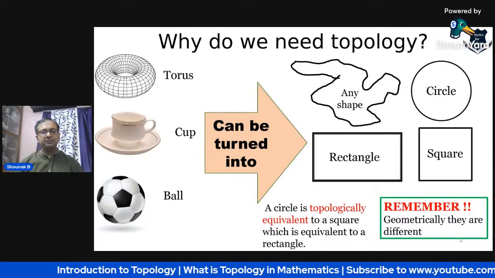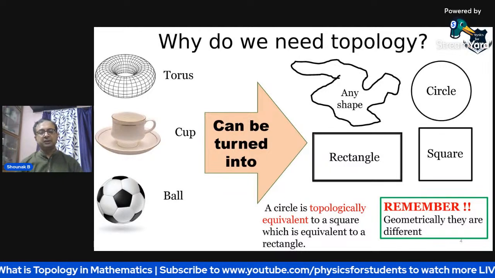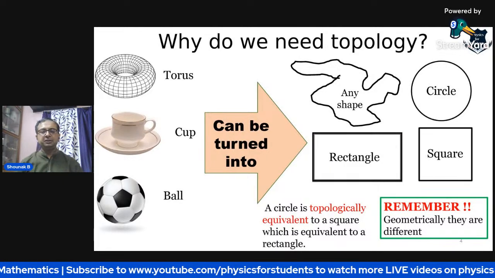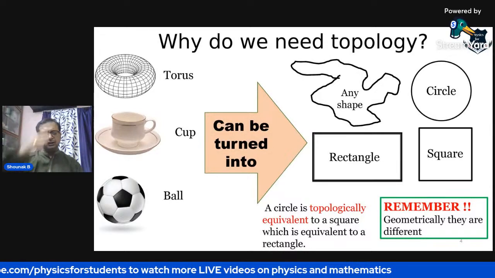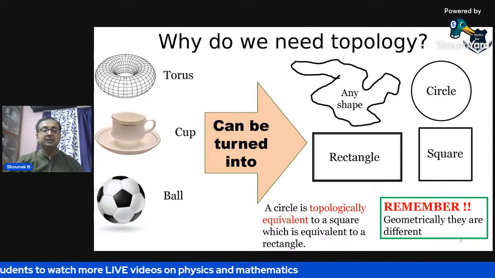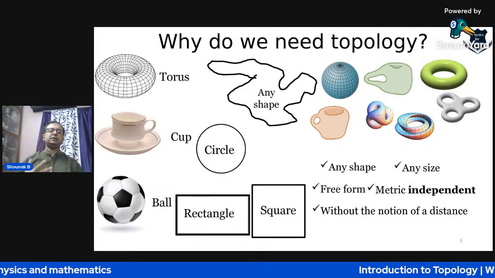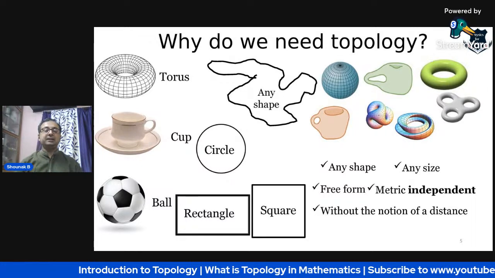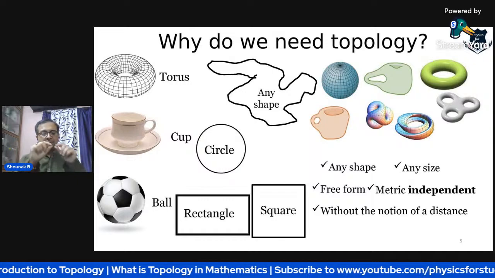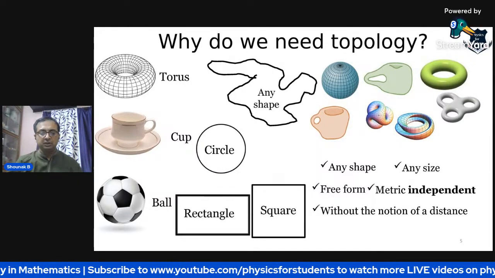What we learned from there is how the torus, cup, and ball can be turned into different kinds of shape. A circle is topologically equivalent to a square, which is equivalent to a rectangle. But remember that they are geometrically different. The entire idea of topology was to create any shape, any size, any kind of form which would be metric independent, because the moment we try to measure or say that it is a metric, we get confined to a particular kind of coordinate system.